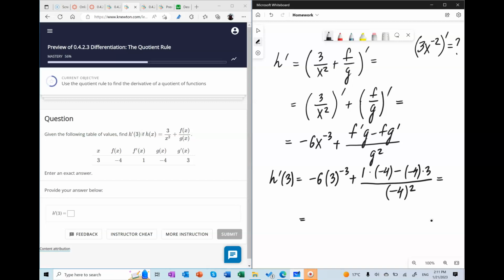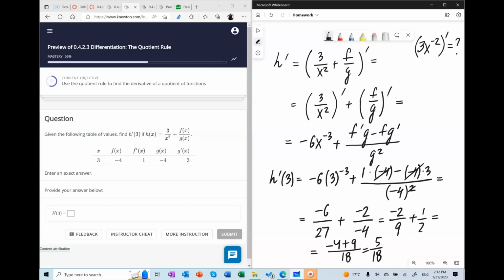Now it's just a simple arithmetic expression, so we have negative 6 divided by 27, plus, we can reduce one of these negative 4s. So what we have at the end is 1 minus 3 negative 2, divided by negative 4. And reducing by 3, we have negative 2 over 9 plus 1/2. And this is just addition of fractions. The common denominator is 18, so negative 4 plus 9 over 18. So the answer is 5/18.